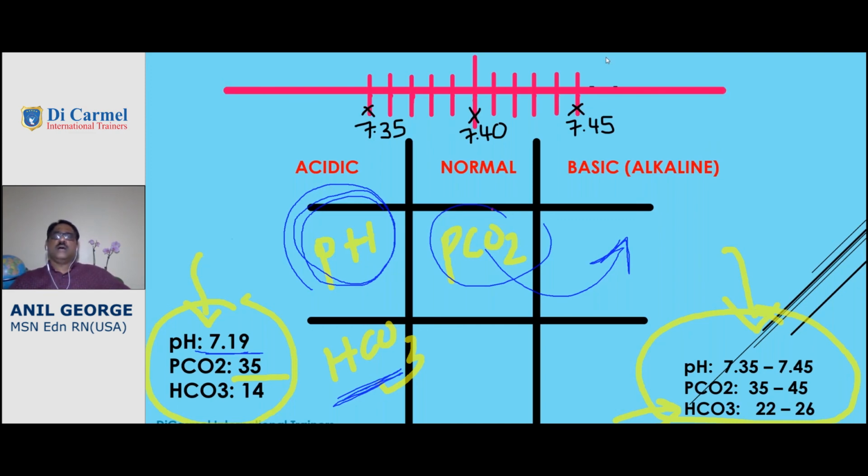Again, the given situation here is uncompensated metabolic acidosis. And the pCO2 is normal. If it was getting compensated, as I told you, the pCO2 would move to the opposite side.